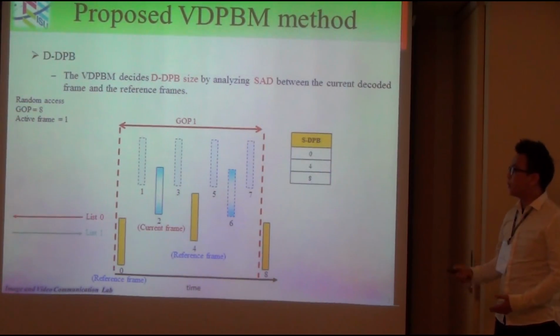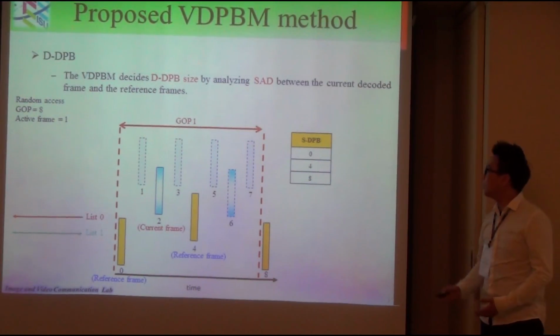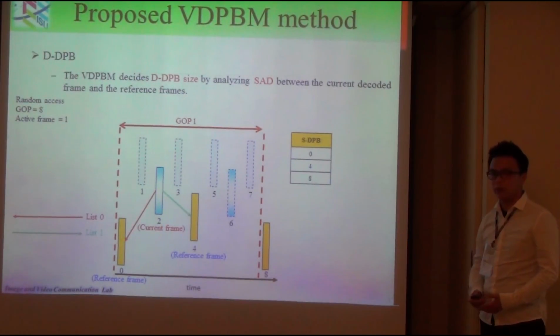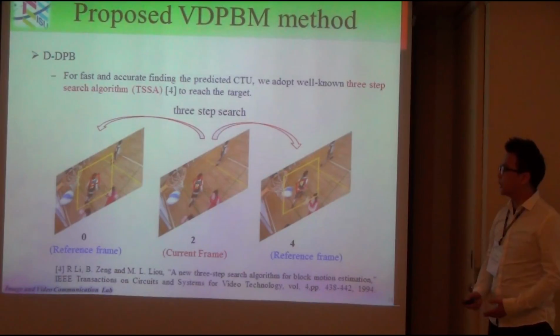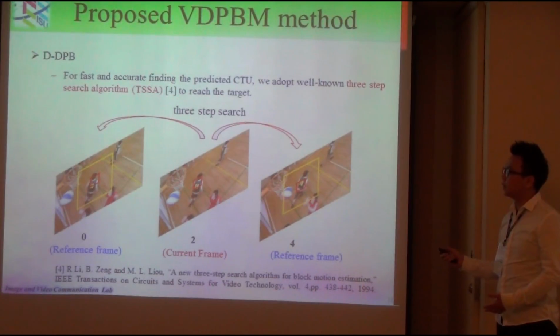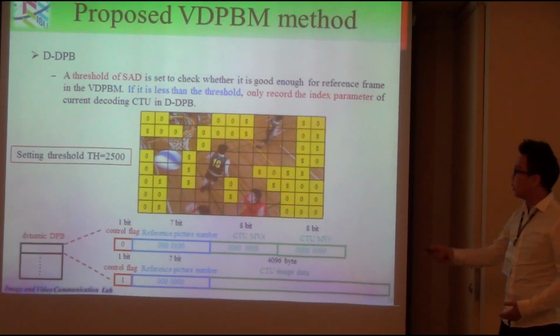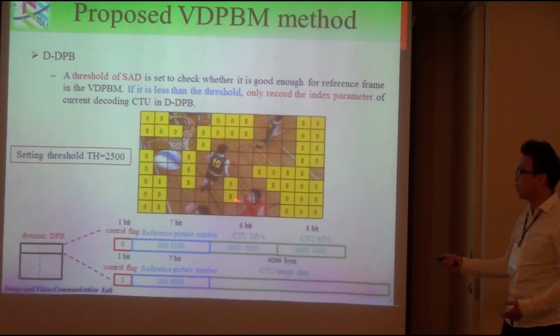The VDPBM decides the DDPB size by analyzing the SAD between the current decoded frame and the reference frame. For fast and accurate finding of the predicted CTU, we adopt a well-known three-stage search algorithm called TSS to reach the target. A threshold of SAD is set to check whether it is good enough as a reference frame in the VDPBM. If E is less than the threshold, only record the index parameter of the current decoding CTU in the DPB.